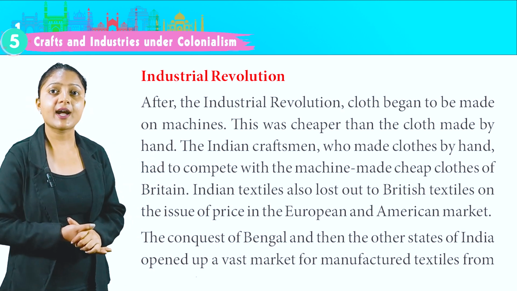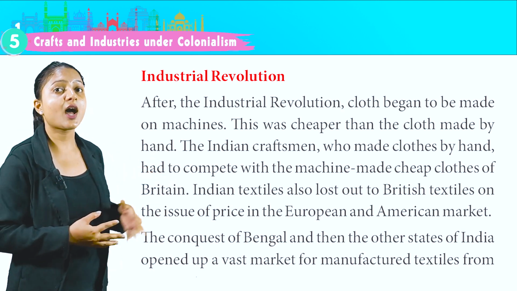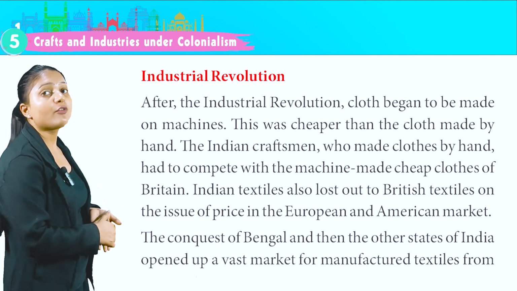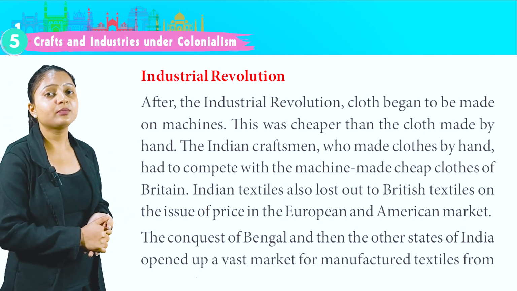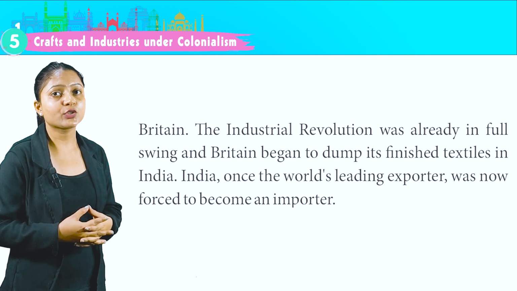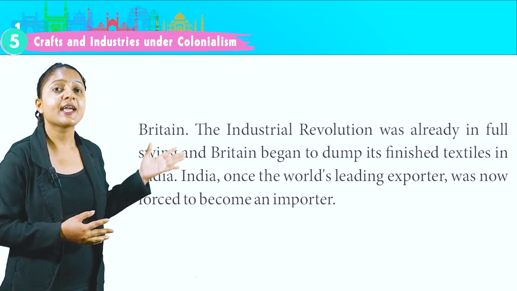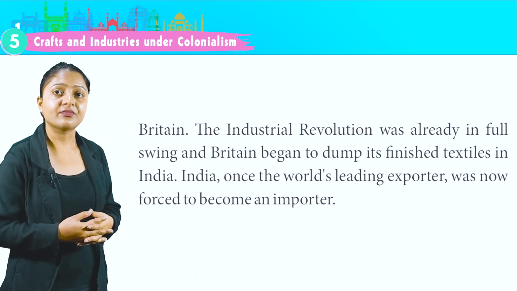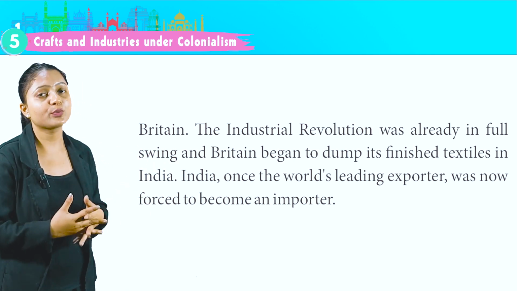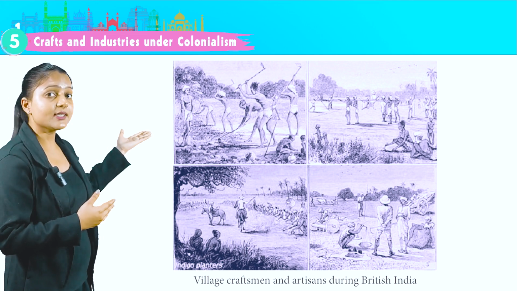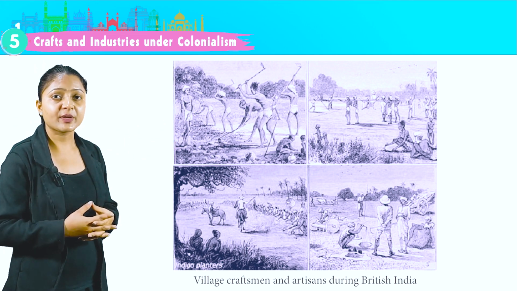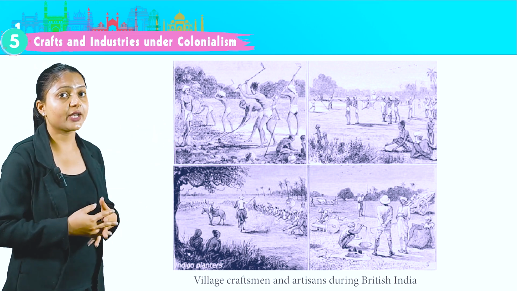The conquest of Bengal and then the other states of India opened up a vast market for manufactured textiles from Britain. The Industrial Revolution was already in full swing and Britain began to dump its finished textiles in India. India, once the world's leading exporter, was now forced to become an importer. This is the image of village craftsmen and artisans during British India.